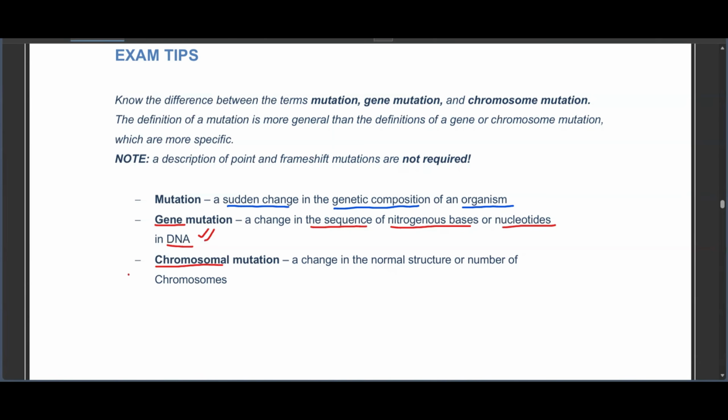For example, let me just say the sequence of your nitrogenous bases in a DNA molecule is supposed to be CAT. That is like cytosine, adenine, and thymine. And then there is a sudden change. Let's just say there's another nitrogenous base that will replace this A. And then you end up maybe having something like CGT. So this is an example of a gene mutation whereby there is a change in the sequence of the nitrogenous bases. Okay, so that's known as a gene mutation.